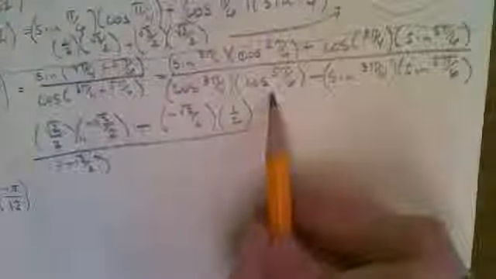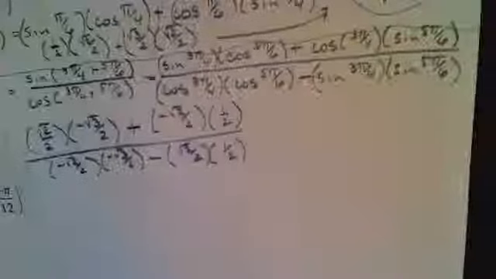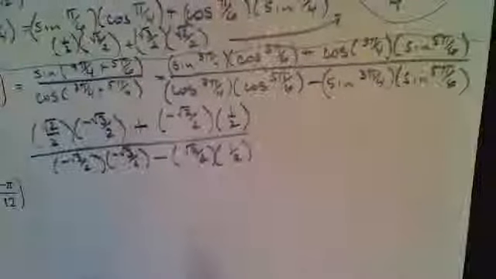And then in the denominator, now this will be a little bit easier because I already found some of these things. The cosine of 3 pi over 4 we said was negative radical 2 over 2. The cosine of 5 pi over 6 we said was negative radical 3 over 2. Minus the sine of 3 pi over 4 was radical 2 over 2. And the sine of 5 pi over 6 we said was 1/2. All right, so that's what we get when we fill all of those things in.